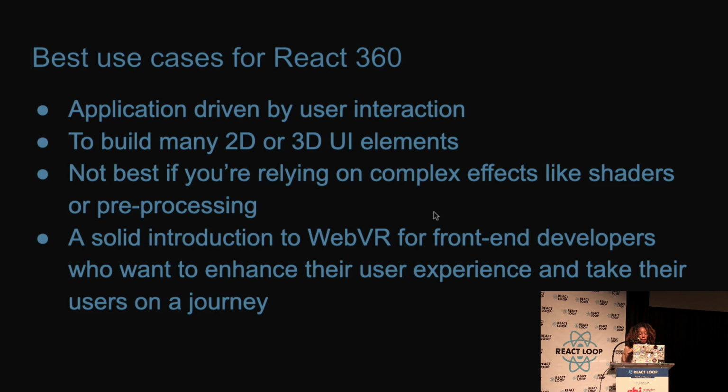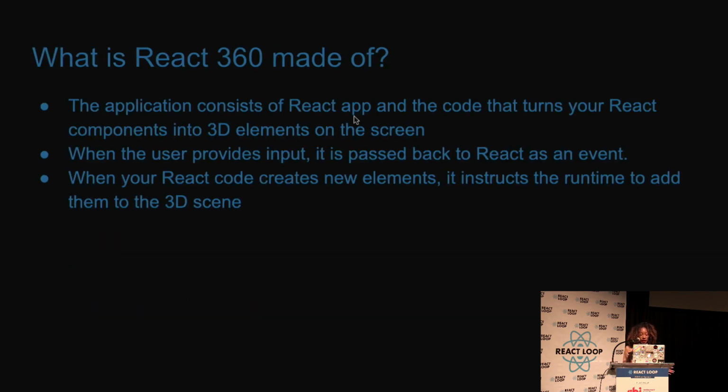So yeah, let me see. What is React 360 made of? It consists of two parts. There is the code that turns the React components into 3D elements to create that interactive user experience that we all want in your React app. When your React code creates new elements, it instructs the runtime. The runtime is the code in the second part that I was talking about, the code that turns the React components into 3D elements.